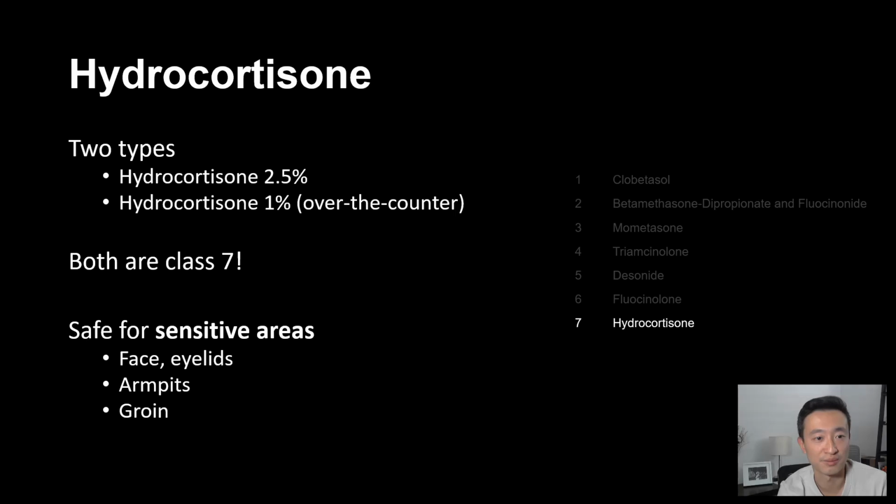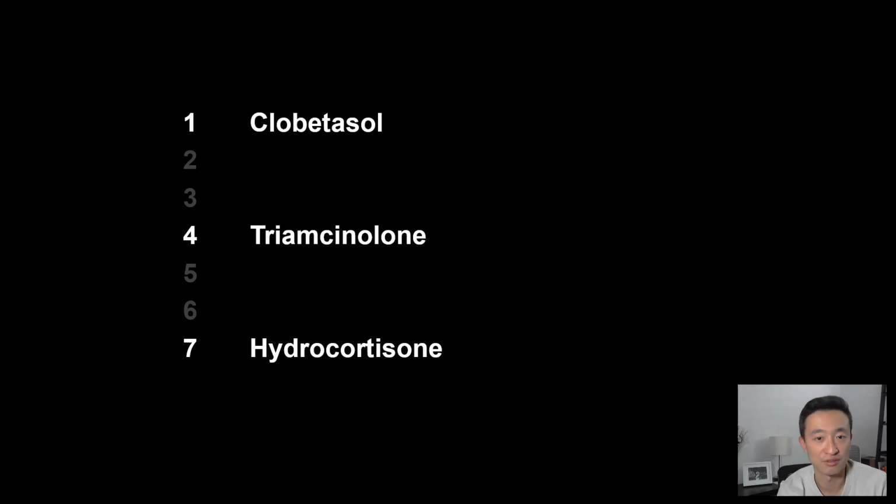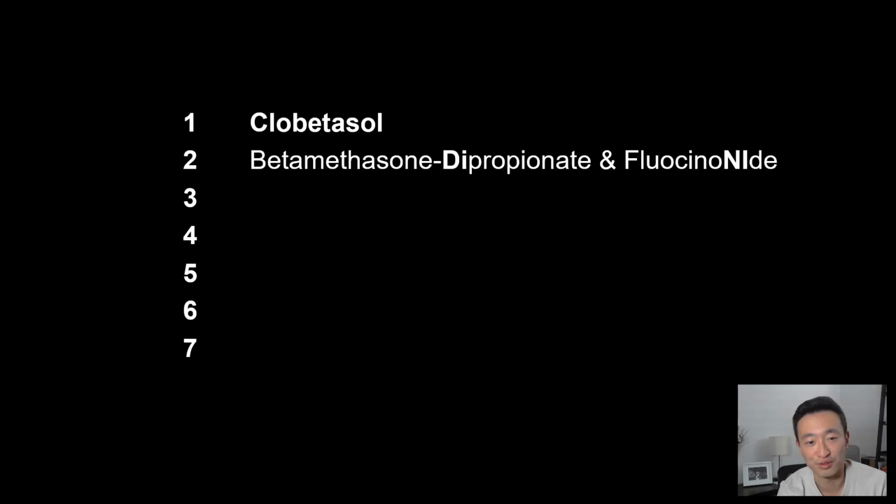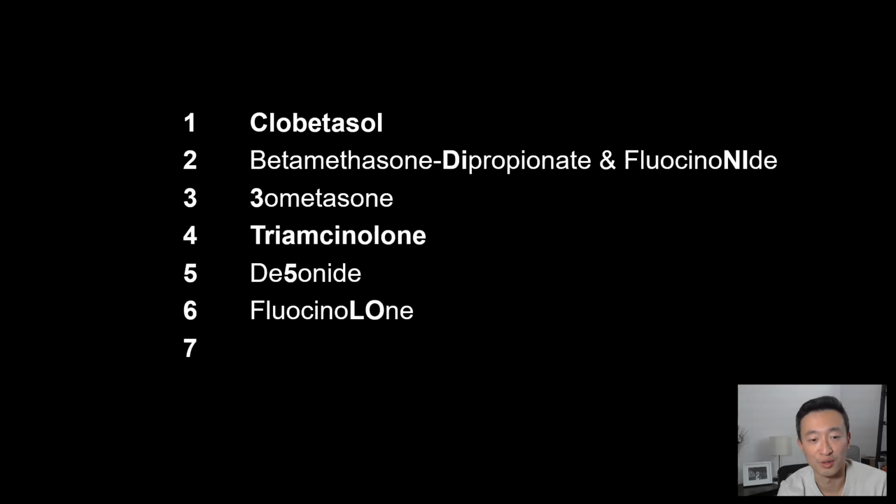So just to summarize, there's 7 classes of topical steroids, and if you want to take away anything, just remember the 3 most important ones. Those would be Clobetasol, Triamcinolone, and Hydrocortisone. Those are your strong, your middle, and your weak topical steroids. And to add more to it, you've got Betamethasone Dipropionate and Fluocinonide. Those are your class 2. For class 3, you've got Mometasone, remember that 3 in it. And for class 5, Desonide, it's got that 5 in it. And then Fluocinolone, which is the lower version of Fluocinonide. And then Hydrocortisone is your weakest.